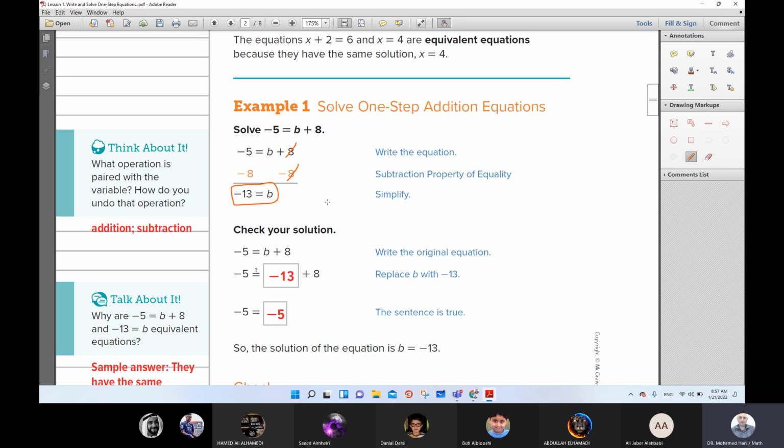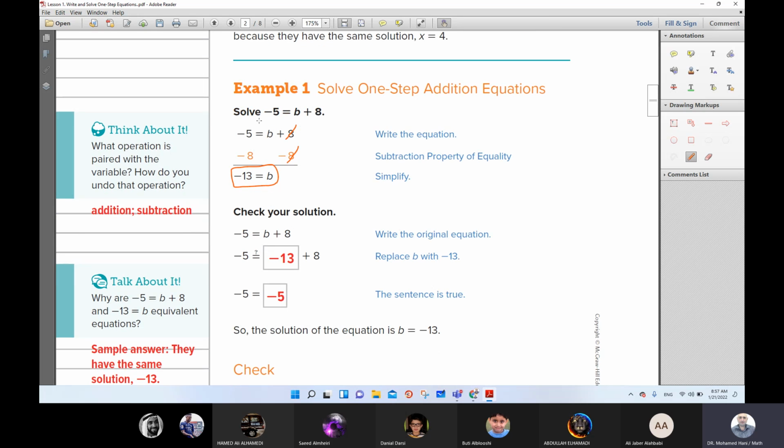Check your solution. How to know if my work is true or false? Go to the same equation. Write the same equation. Then substitute the value of b equals negative 13. If the first side equals the second side, it means your solution is correct.